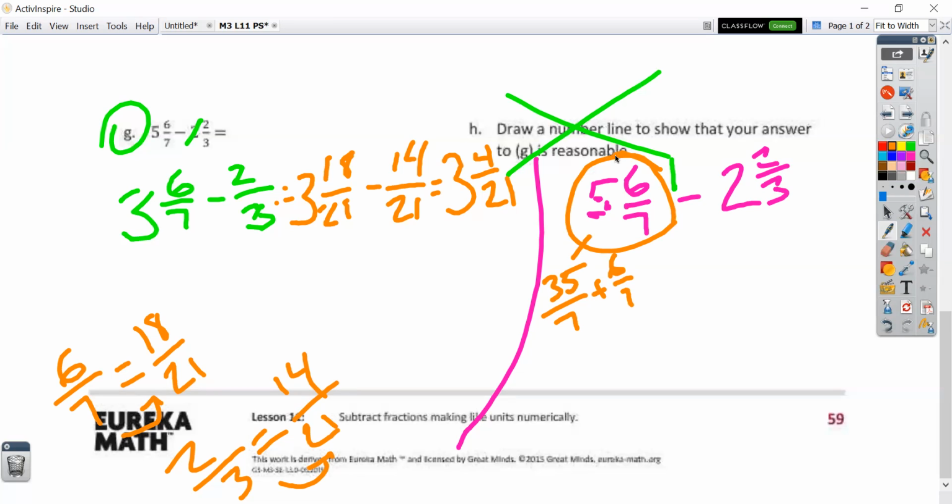We got our wholes plus our part. So 35/7 shows our whole plus 6/7 will equal 41/7. Okay, let's keep that in mind. Let me change my color so we don't get confused.